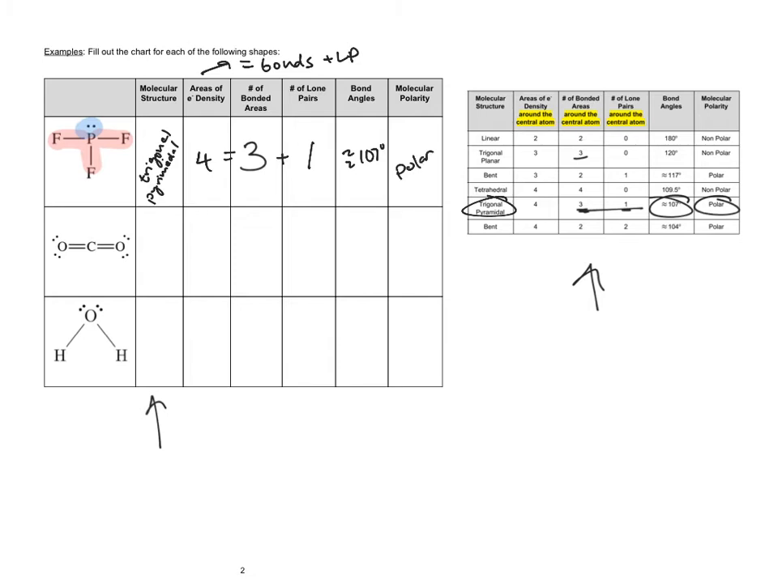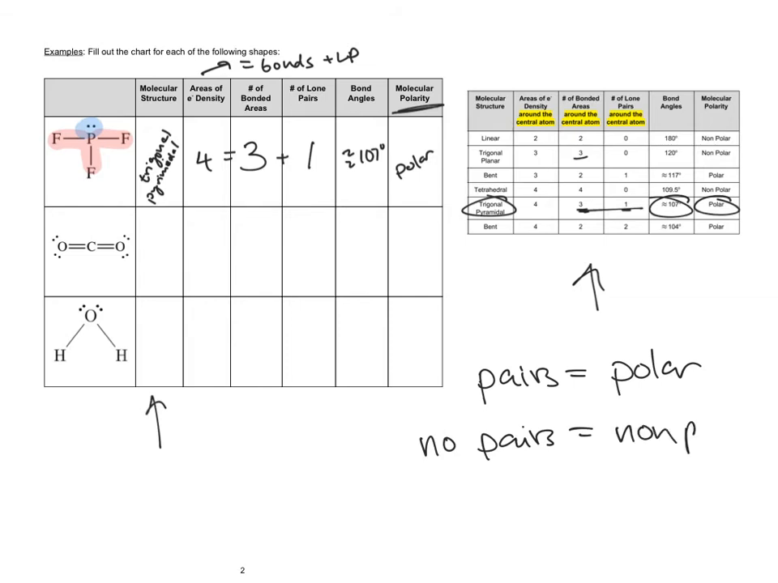Something you're going to have to know, and you're going to have to memorize because it won't be given to you, is polarity. Polarity is basically whether the molecule is entirely symmetrical or not. And the way you can tell is if it's got lone pairs. If it has lone pairs, it is polar. If it doesn't have lone pairs, so no pairs, it is non-polar. So P for pairs is P for polar. NP for no pairs is NP for non-polar.